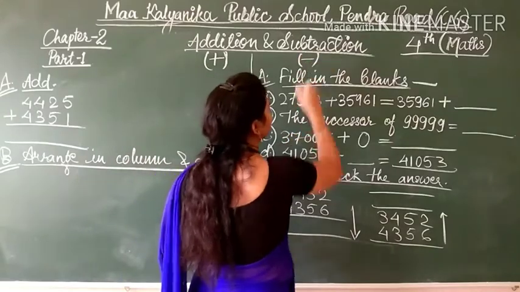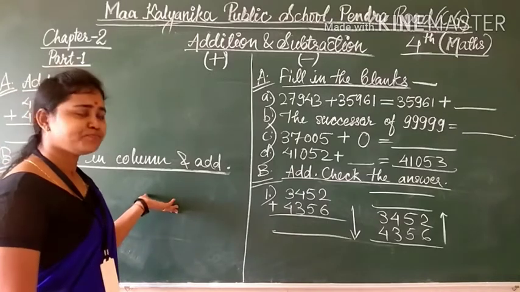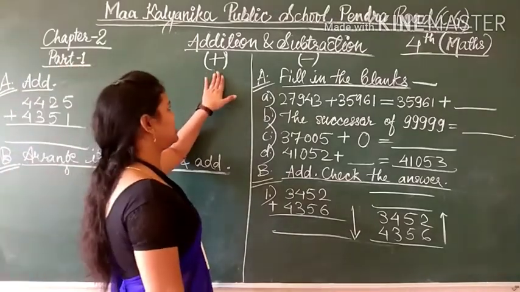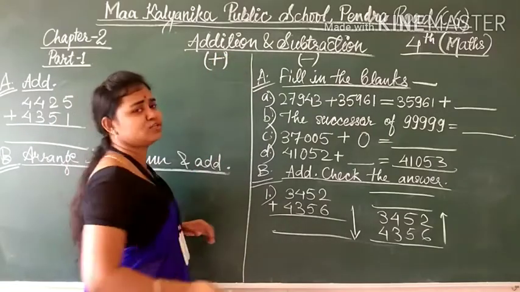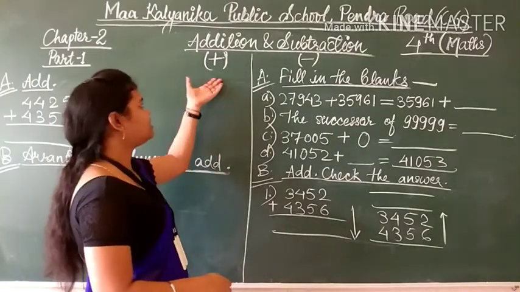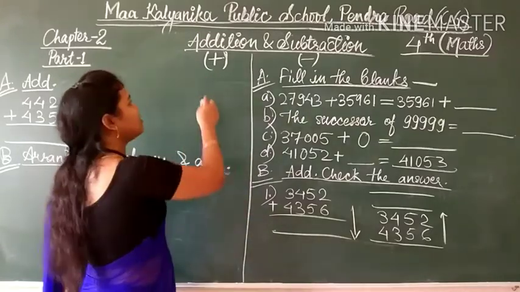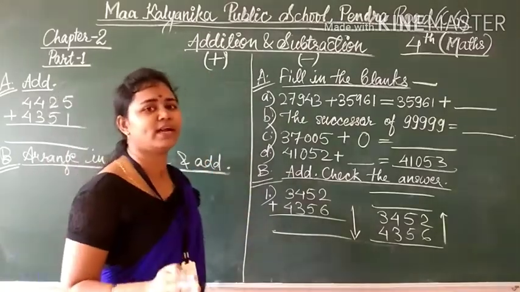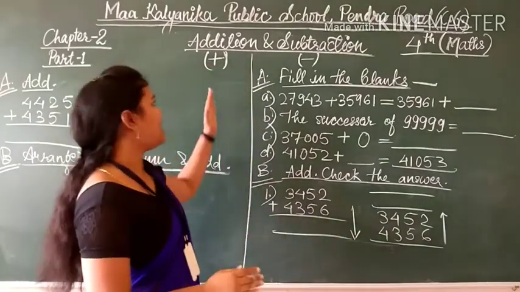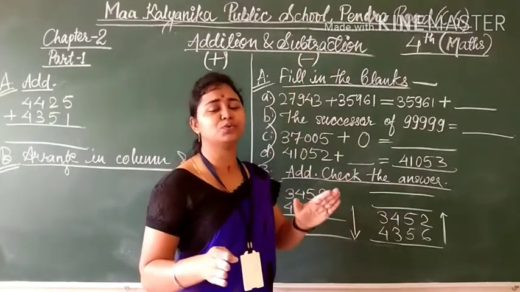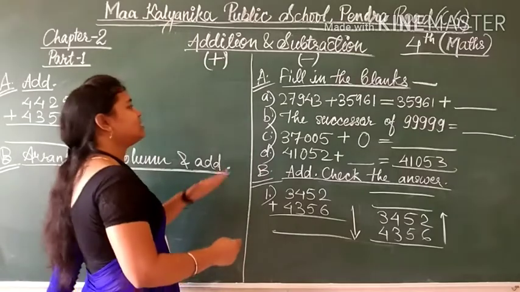For subtraction we use the minus sign. Some terms used in addition: the answer which we receive after adding two numbers or three numbers is called the sum. And if we are subtracting two numbers, the answer is called the difference.